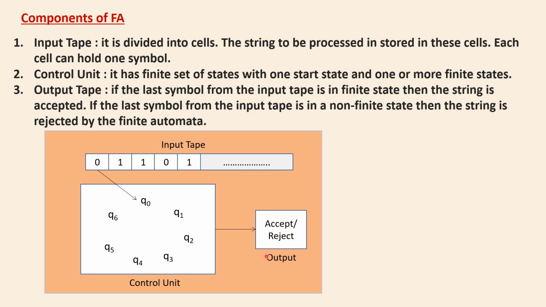Then we have the output tape, which will tell us if the input string is accepted or if the input string is rejected. If the last symbol of the input tape ends in a final state, then the string is accepted. If the last symbol in the input tape ends in a non-final state, then the string is said to be rejected.